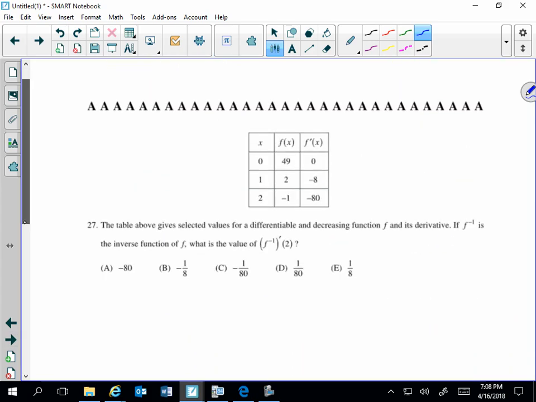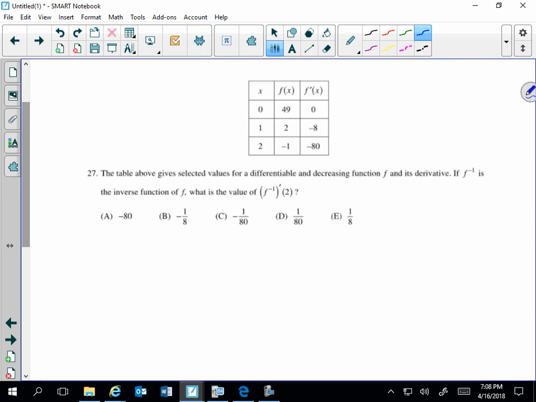27. The table gives select values of a differentiable and decreasing function, and its derivative is given up there also. If f inverse is the inverse function of f, what is the value of the derivative of the inverse at 2? Some of you like things like this: f inverse of x equals g of x. If you like that better, we are looking for g prime of 2.